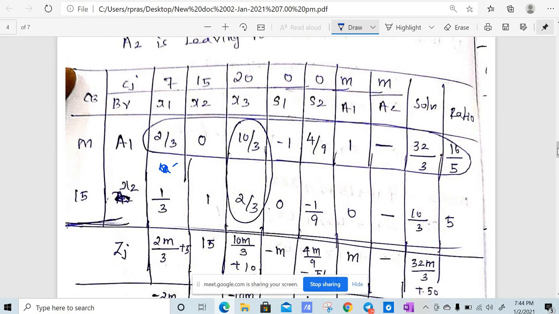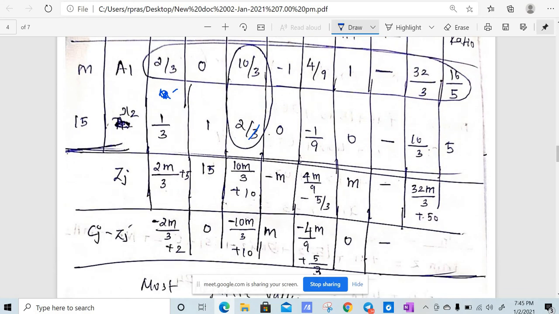And again you find zj. So what is zj? M into 2 by 3, 2M by 3, plus 15 into 1 by 3. So 3 1s are, 3 5s are, so we will have 2M by 3 plus 5. M into 0 plus 15 into 1, which is 15 again. So this is 10M by 3 plus 10 after 3 1s are, 3 5s are, 5 2s are 10, so we have 10M by 3 plus 10. M into minus 1, so it will have minus M here.